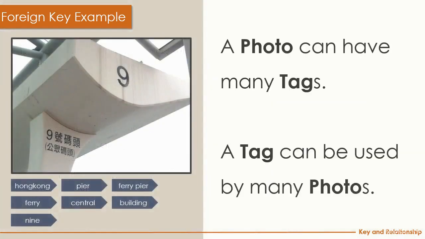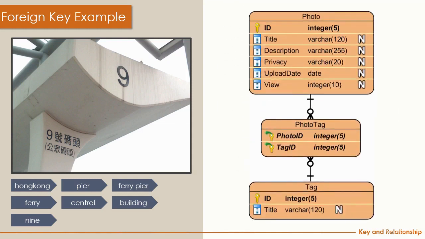A photo can have many tags, and a tag can also be tagged in many photos. In this case, we have a many-to-many relationship between photo and tag. In the database world, to do that, we need a middle table. We call this a many-to-many relationship. We need two one-to-many relationships to form the many-to-many relationship. So we have a photo, and then we have a tag, and between them we have the photo tag table to make up the many-to-many relationship.